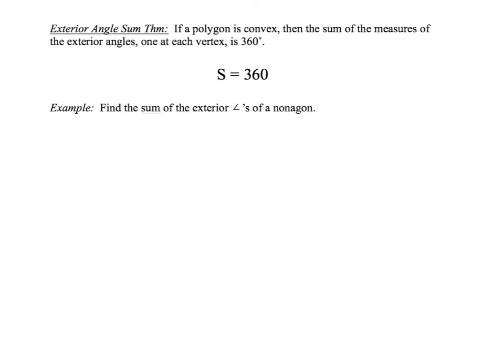Okay, so this is just officially telling you that the exterior angle sum theorem is that all the sums of the exterior angles for any polygon is 360 degrees. So if I ask you, find the sum of the exterior angles of a nonagon, well, who cares how many sides it is? The sum for any polygon's exterior angles is 360 degrees.